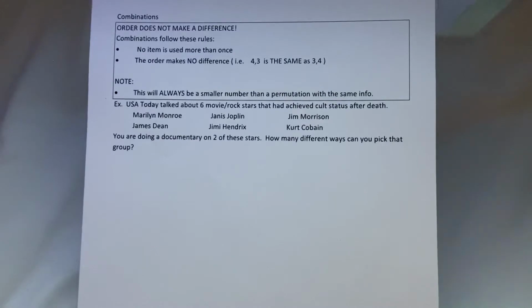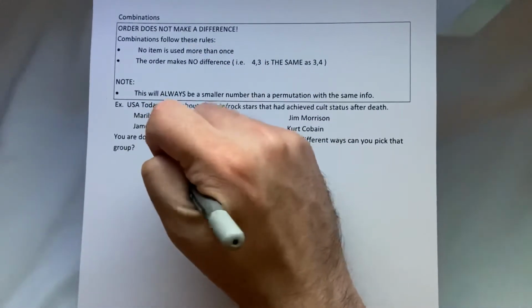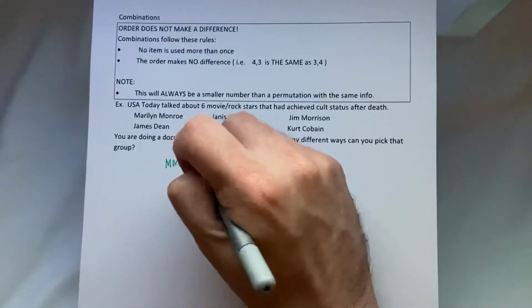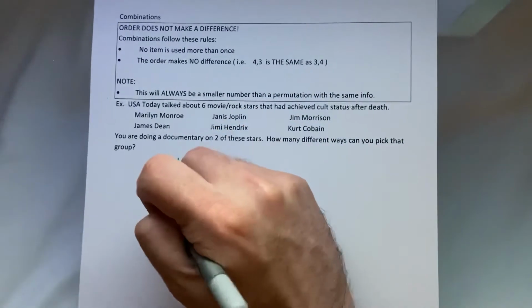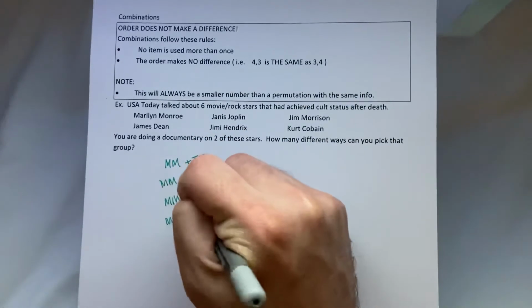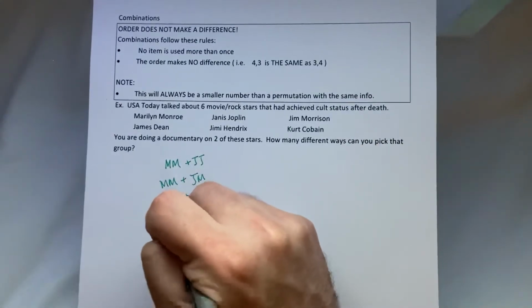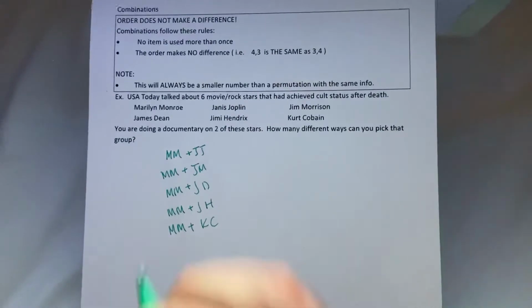USA Today talked about 6 movie and rock stars that have achieved cult status after death. You're going to do a documentary on 2 of these stars. How many different ways can you pick them? We could write these all out. But we have Marilyn Monroe with Janis Joplin, Marilyn Monroe with Jim Morrison, James Dean, Jimi Hendrix, Kurt Cobain. That's all the Marilyn Monroe combinations because the order doesn't matter.